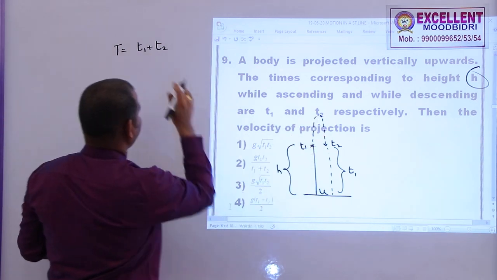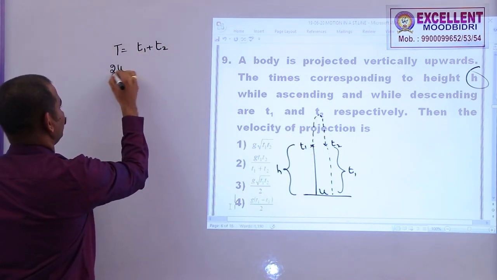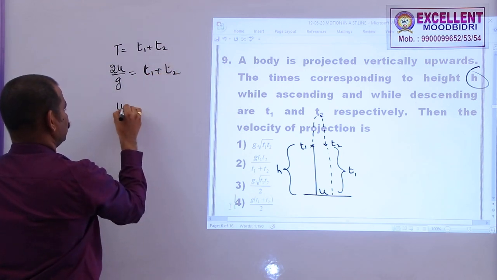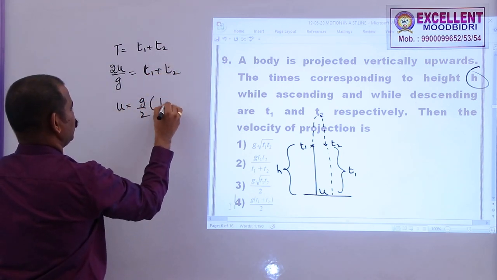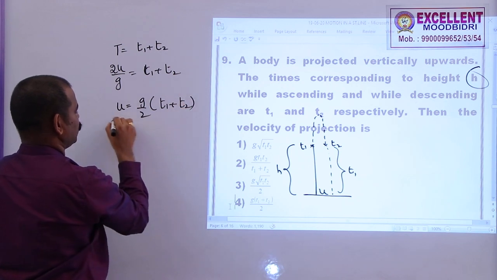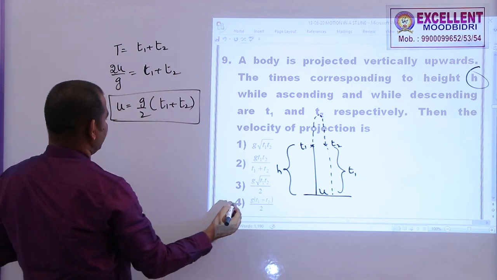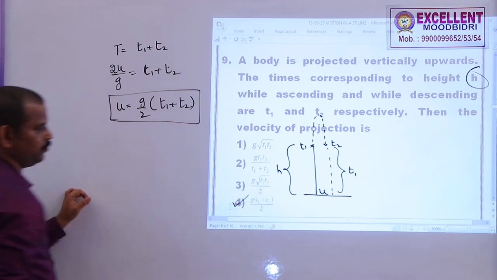So total time of flight is t1 plus t2, which is given by 2u by g equals t1 plus t2. So u is given by g by 2 times (t1 plus t2). So this is the initial velocity of projection, which is given by g(t1 plus t2) by 2.